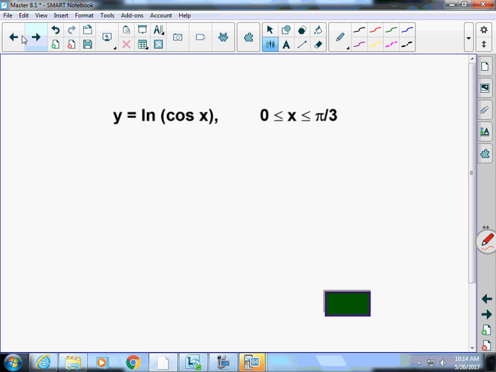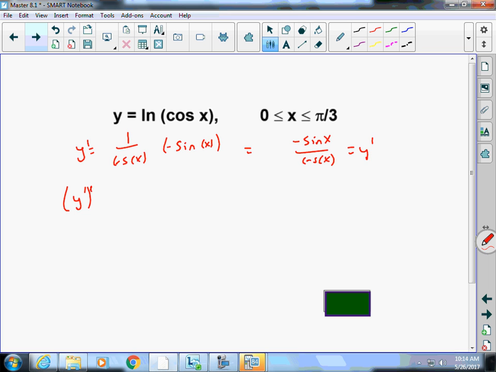So now we're going to look at this problem. All right, so y prime. y was the natural log of cosine x, which means I have to take 1 over the u, so it's 1 over cosine of x. And don't forget, you also have to take the derivative of cosine x, which is minus sine of x, which means I have a minus sine of x over cosine of x. That's y prime.